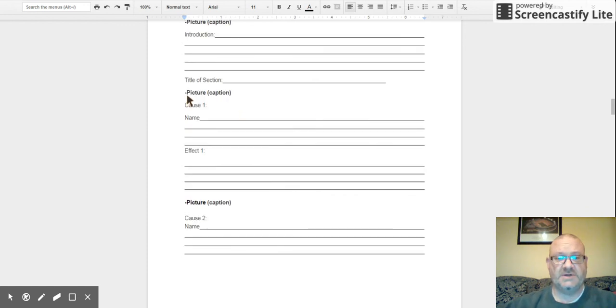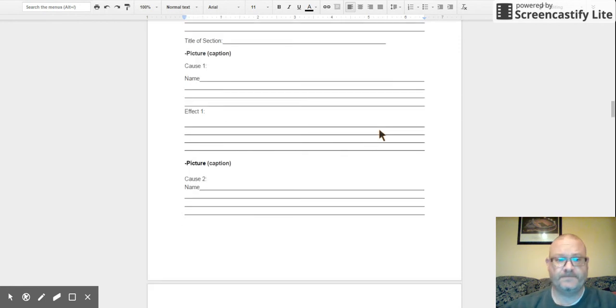Then the first person in charge, whoever has the first cause effect, is going to pick a picture and a caption. And then they're going to put down their name. So I would put Kurt Morris. My first cause is whatever I decide that I'm going to put down for my first cause of Athens government. Okay. Then down here, I'm going to put down the effect. Okay. Just like we did with Israel, cause effect. What was the effect of what I wrote for my cause on the government?